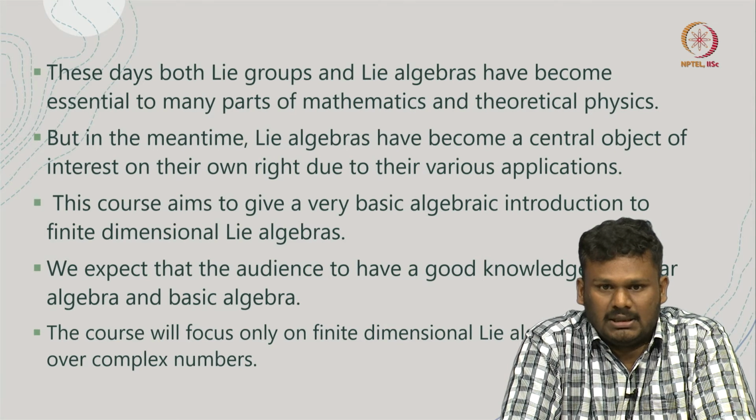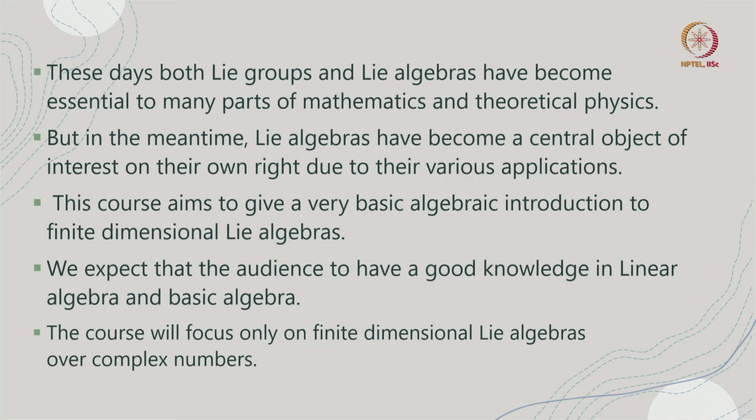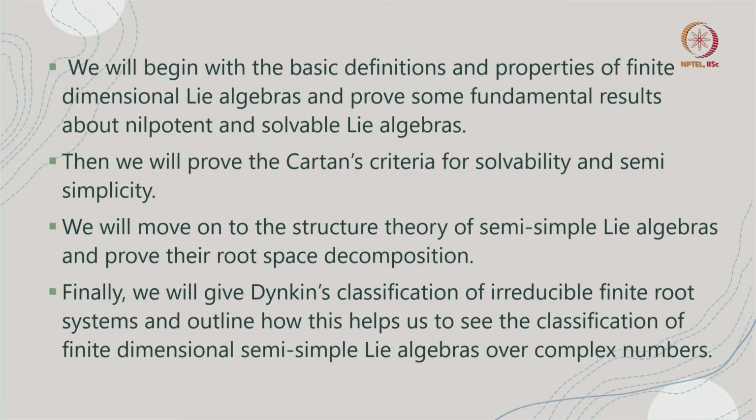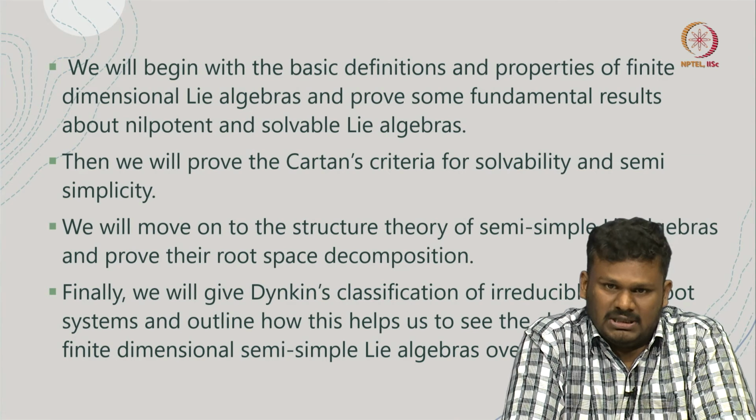We expect the audience to have a good knowledge of linear algebra and basic algebra. The course will focus only on finite dimensional Lie algebras over complex numbers. We will not work with any other field or rings. We always assume all the vector spaces that you encounter in this course are defined over complex numbers. We will begin with the basic definitions and properties of finite dimensional Lie algebras and prove some fundamental results about nilpotent and solvable Lie algebras.